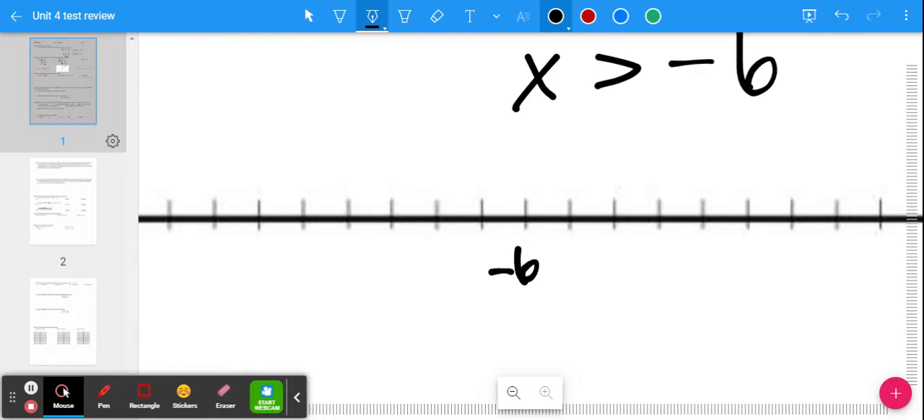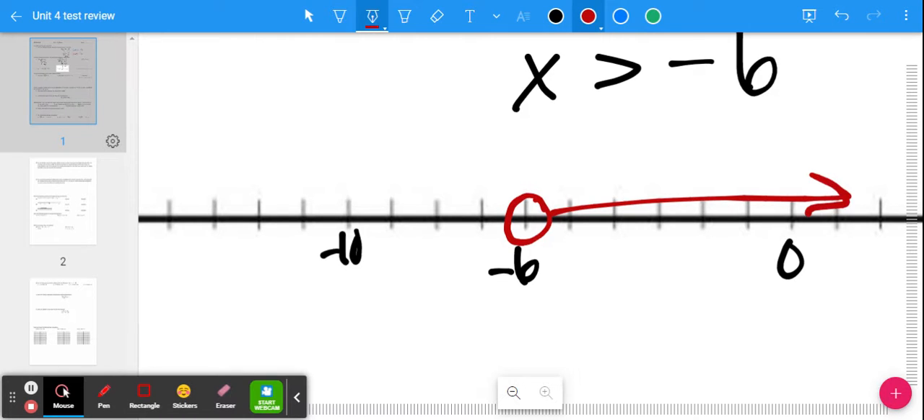So we have negative 6. I put 0 here and negative 10 there. So because it's greater than, I know it's going to be an open dot. The or equal to makes it a closed dot. So this is greater than negative 6, which means negative 6 is not part of your set of solutions. So that's why we use that open dot. And x is greater than, so our arrow needs to go to the right. Your shading needs to go to the right.